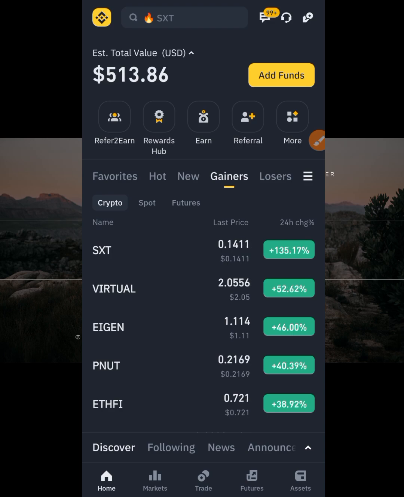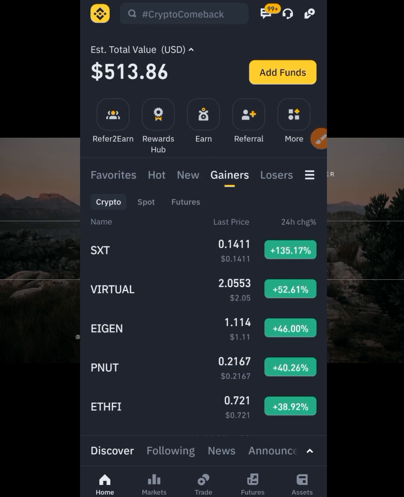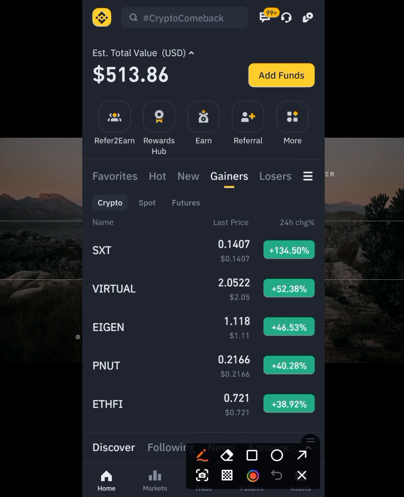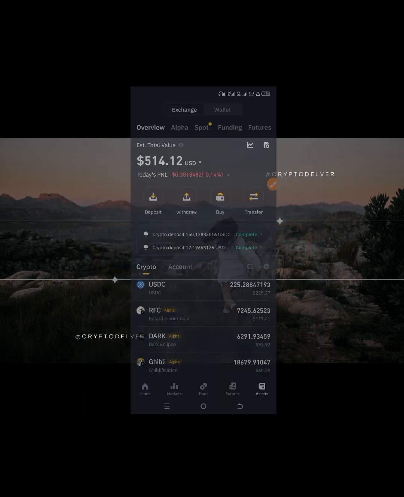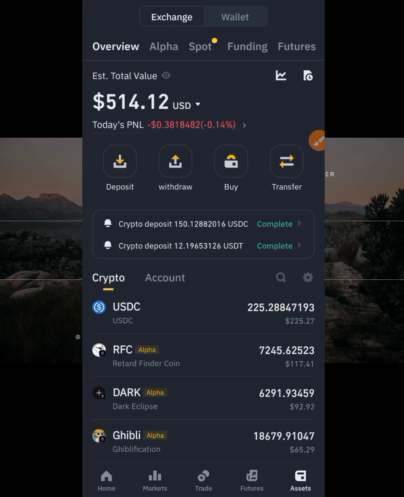Before I start, I want you to know that this is a very big way of getting reward from Binance. Just today, Binance distributed this token called SXT, and I actually got it. I'm going to show you exactly how to participate in this alpha point system in this video and get the best out of it.